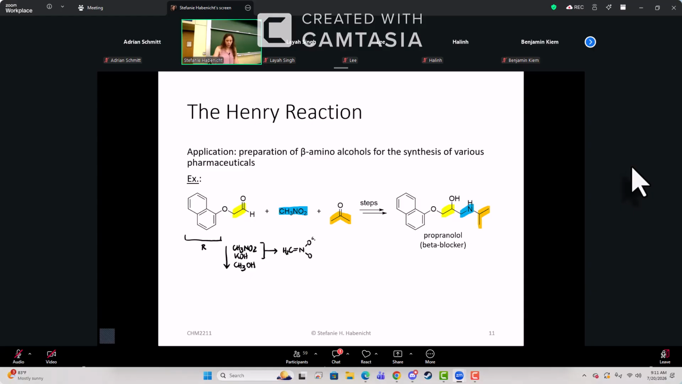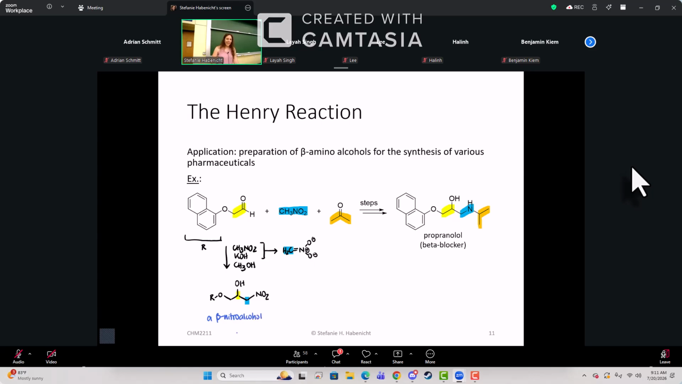If this was an exam problem, you wouldn't draw this, but I want to illustrate part of the process here. That would give this nitronate anion, which would be the nucleophile attacking our aldehyde. And we're actually going to do only an addition. We're going to add our nitronate anion to the aldehyde, and then we'll protonate. And that gives this beta nitro alcohol. The addition reaction gives this beta nitro alcohol.